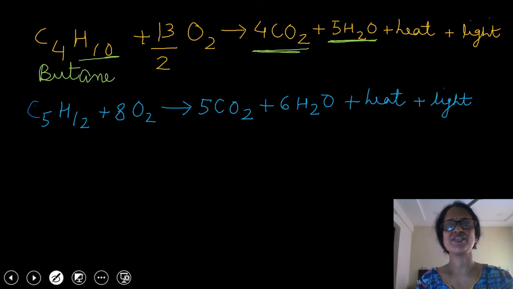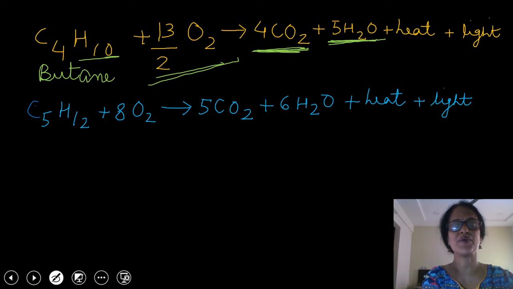Finally, we have to balance oxygen atoms. For writing oxygen atoms, just count the number of oxygen atoms present in the product side. Our product side has total 13 oxygen atoms. 13 means 8 oxygen atoms in 4CO2 and 5 oxygen atoms in 5 molecules of water. So our reactant side must also have 13 oxygen atoms. How can we write 13 oxygen atoms? For writing 13 oxygen atoms, we have to write 13 by 2 O2.